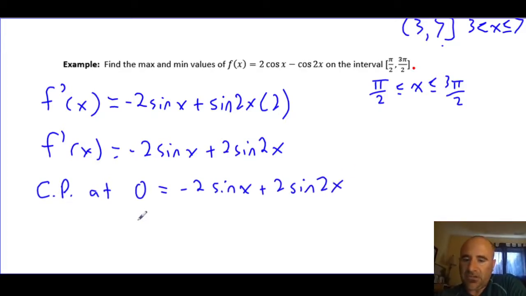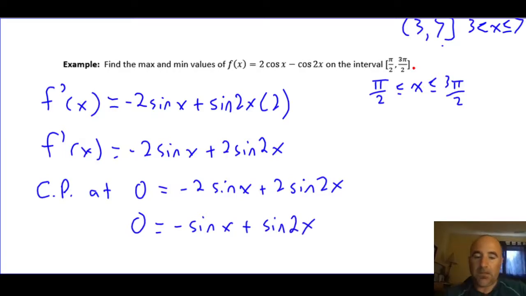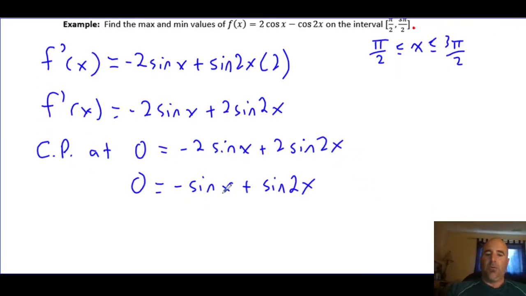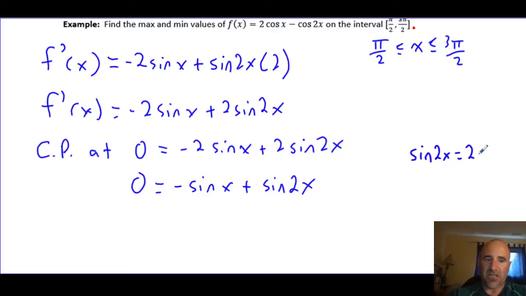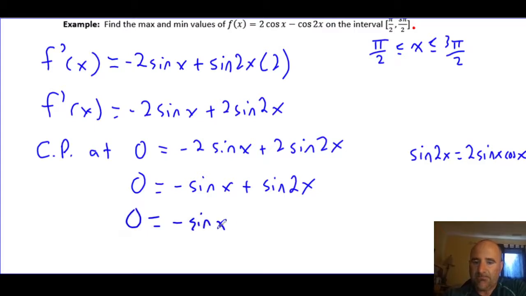The first thing I'm going to do is divide everything by 2. So I get negative sine x plus sine 2x. Okay, now we have a problem here. This isn't that hard of a trigonometric equation to solve, but it's difficult to solve for x and 2x at the same time. So we need to remember the double angle identity, which is that sine 2x is actually equal to 2 sine x cos x. So when I apply that double angle identity, I get that 0 equals negative sine x plus 2 sine x cos x.